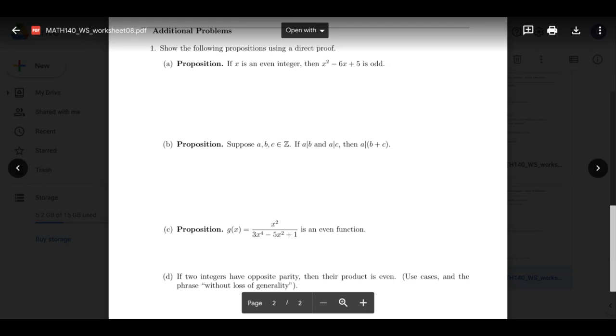So to prove this, we use some general notation. We don't want to use a real number. Let me write it down in this case. So a divides b means we can write b equals ad for d an integer. And a divides c means c equals ae for e an integer.